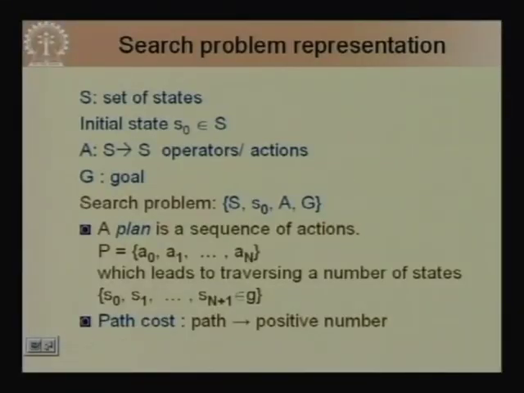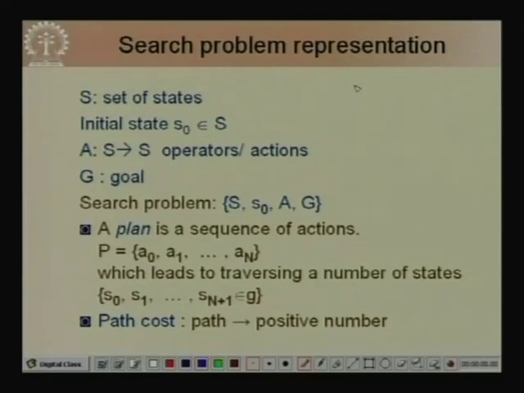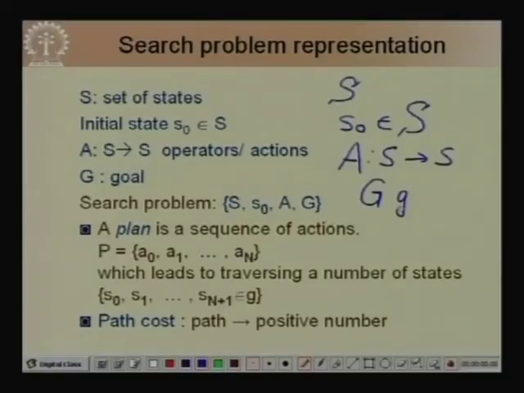So let's go back to a quick recapitulation of the representation of the search problem. In the search problem, S represents the set of states. The initial state is small s 0, which is a member of capital S. We have a set of operators or actions A, and we have a set of goals G, represented by an explicit set of goal states or by a goal test.